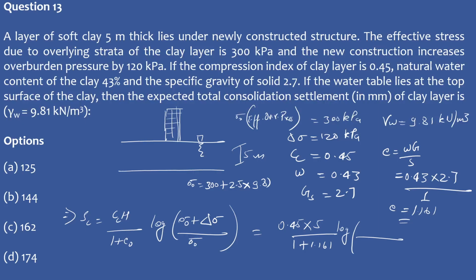So it's none other than 324, right? And your delta sigma is 120, 324.5.